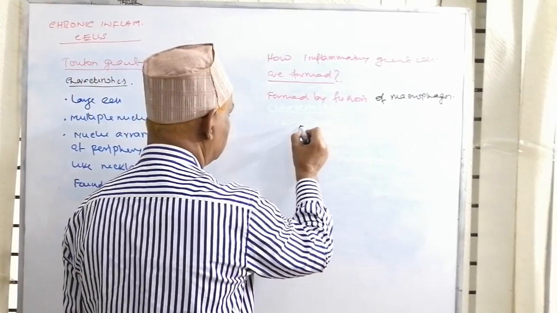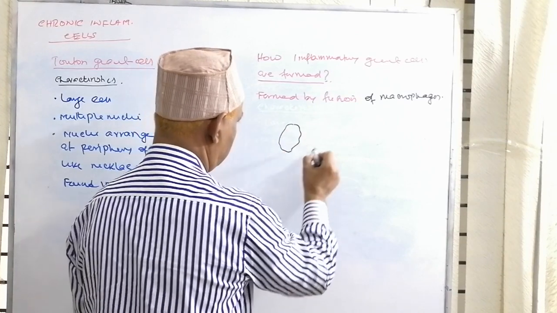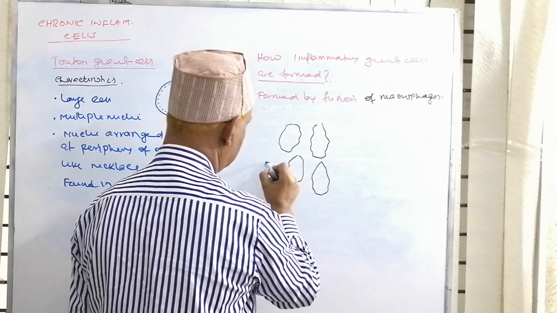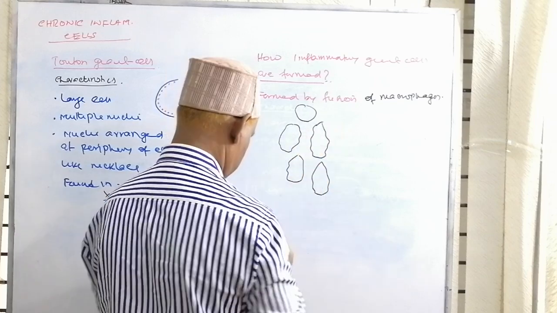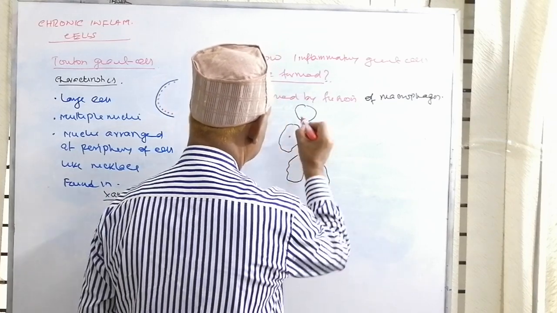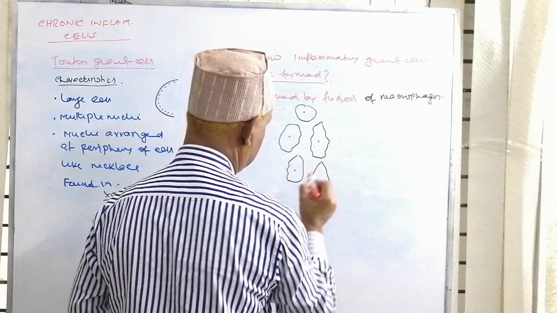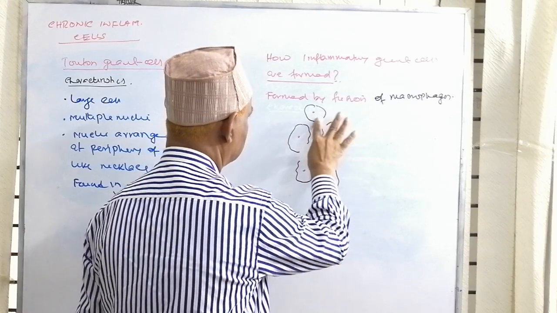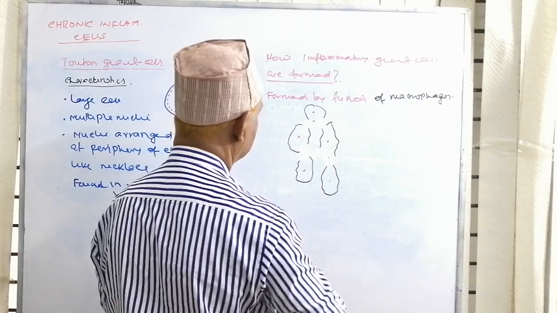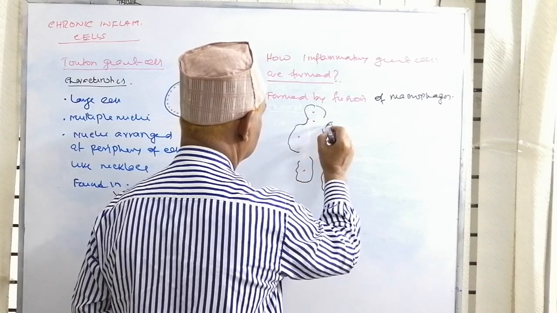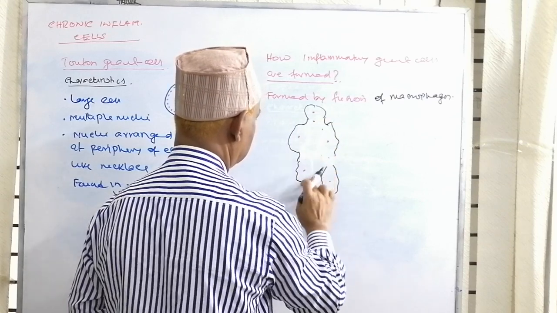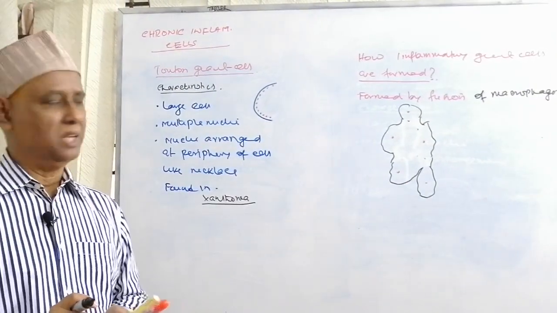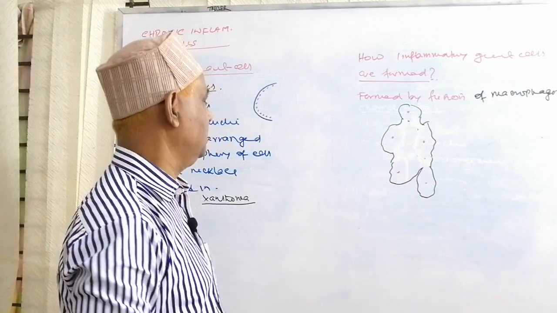Suppose this is a macrophage, this is another macrophage like this, and this is a macrophage like this. Suppose this is the nucleus, nucleus, nucleus, nucleus. If the five macrophages fuse together like this, then you see a single cell containing multiple nuclei. So these are formed by fusion of macrophages.